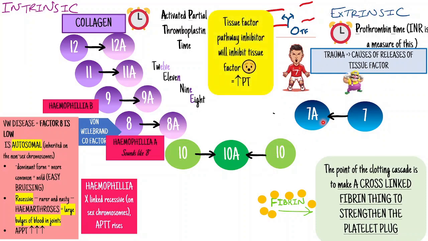Your body makes a natural thing called tissue factor pathway inhibitor. So this is tissue factor. And if it's inhibiting this, what's it going to do? It's going to stop 7 being turned into 7A, which means that your prothrombin time, which is your time for the tissue factor release to make fibrin, is going to be longer, right? Because this is being inhibited by a natural kind of thing made by the liver.